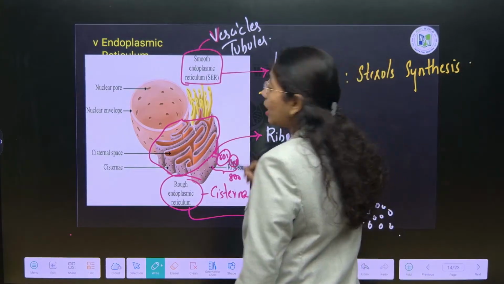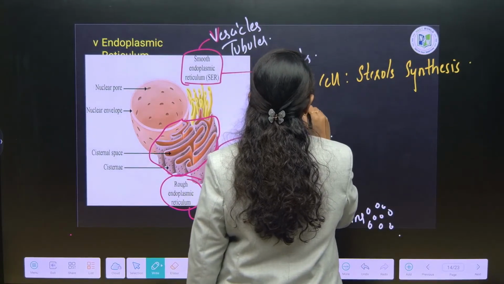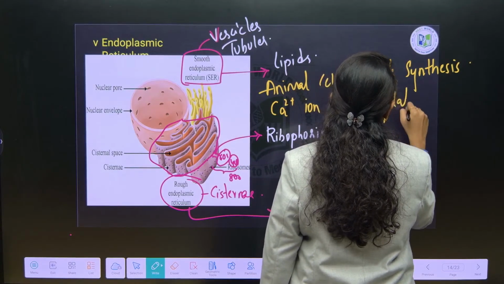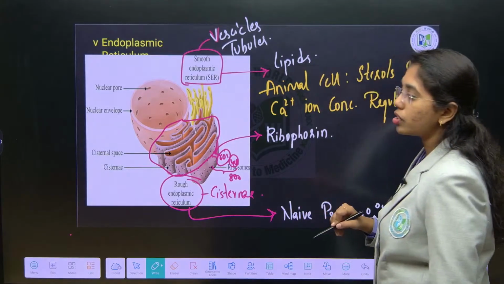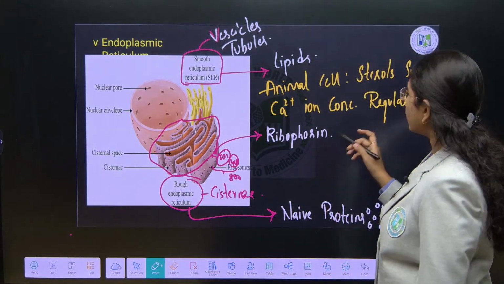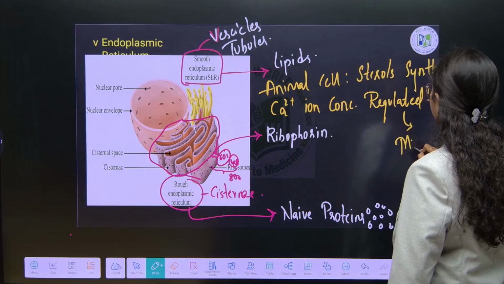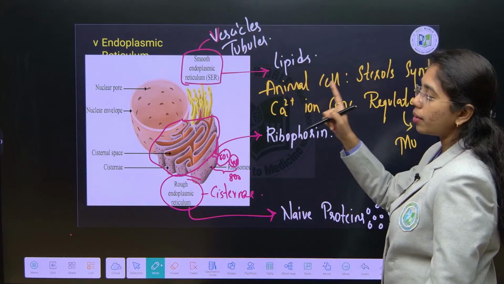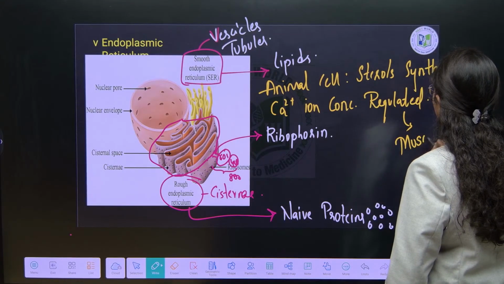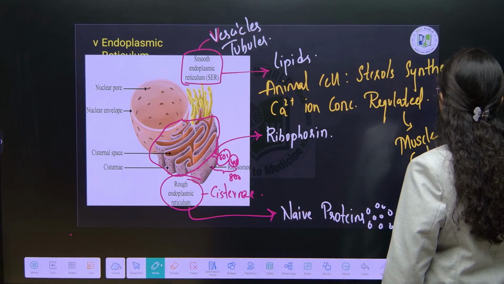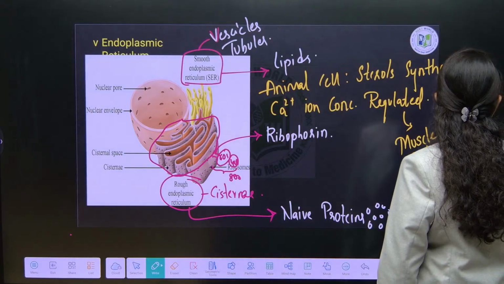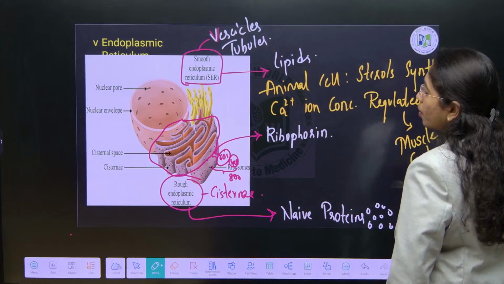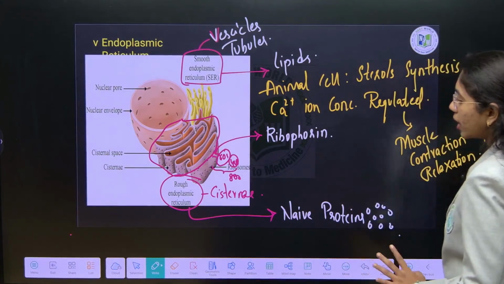It will regulate the calcium ion concentration. Calcium ion concentration is regulated. Fine, right? Calcium ion concentration is regulated, so that this will help in muscle contraction and relaxation. Okay? Calcium ion concentration is regulated by SER, which will help in muscle contraction and relaxation. Fine. Any doubt still here? Everything is clear, right? Yeah.